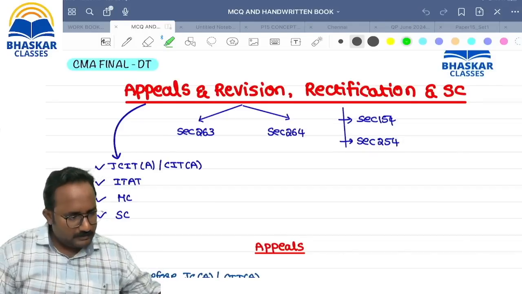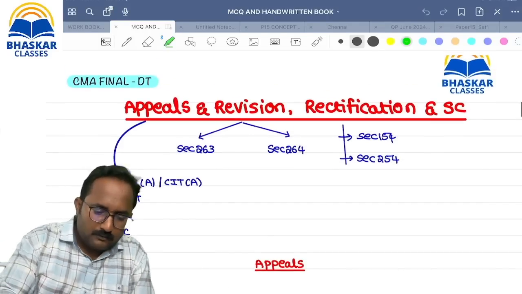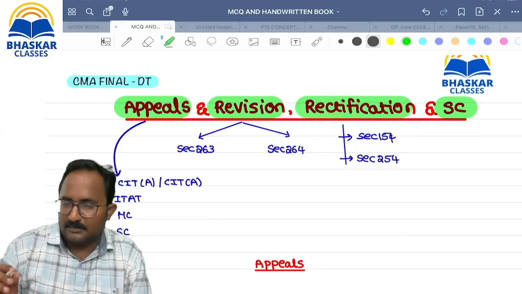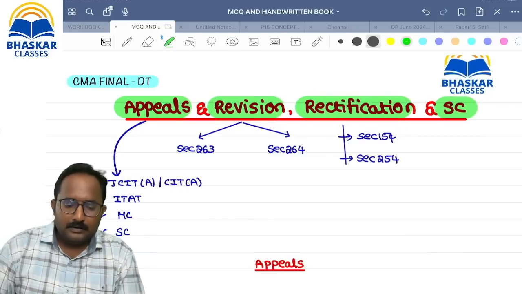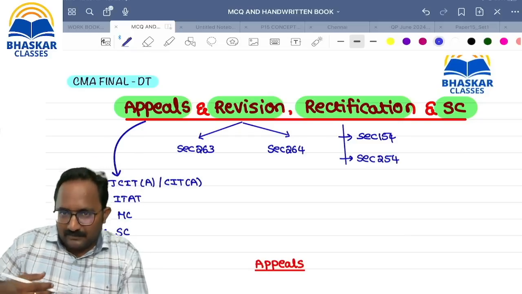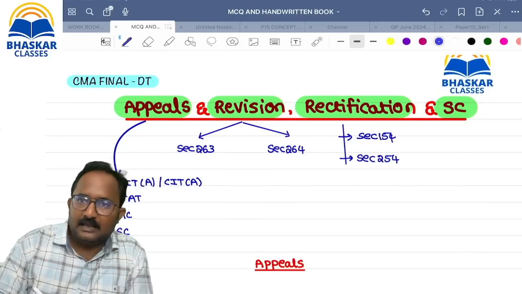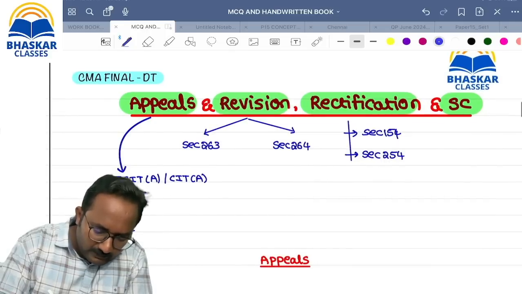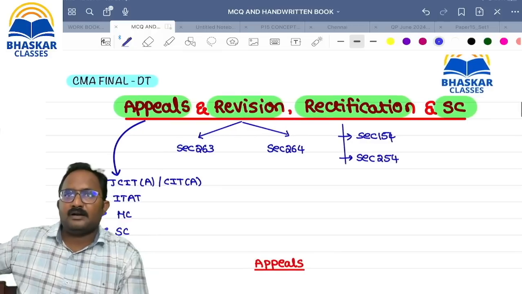In this chapter, we have 4 parts in total. What are the 4 parts? The first one is appeals, revision, rectification, settlement commission. Yes, ma'am. First, I will tell you the appeals part. Appellate authorities are 4: JCIT appeals, Commissioner of Income Tax appeals, next ITAT, next High Court, next Supreme Court. How to make an appeal in front of every authority, we can discuss.